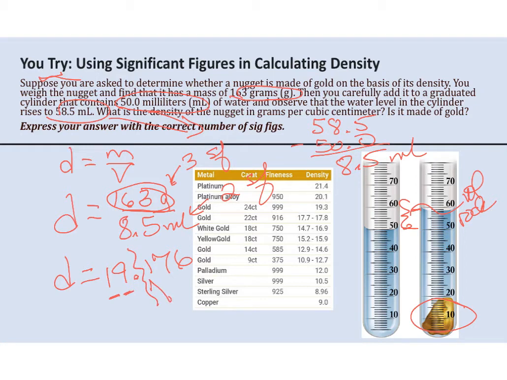So I've got to look at the first dropped number to see if I need to round it. I don't, because it's less than 5. So my final answer is going to be 19. The units are grams per milliliter. Then the question asks me if it's gold. So I'm going to look up the density of gold. And it is, in fact, 19 grams per milliliter. So my answer would be yes, it's likely gold.